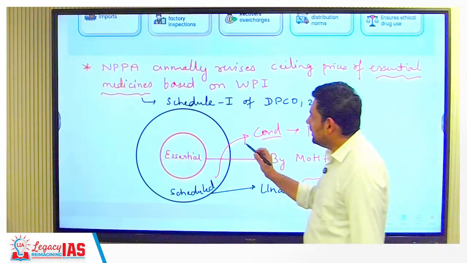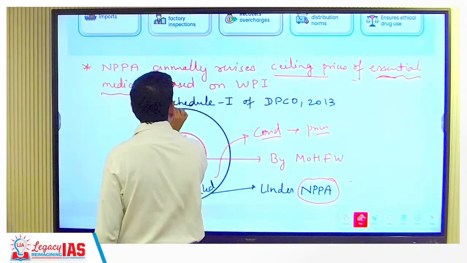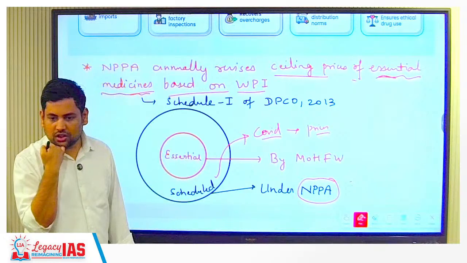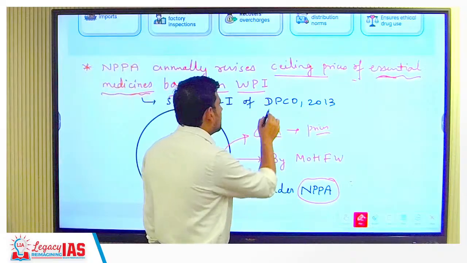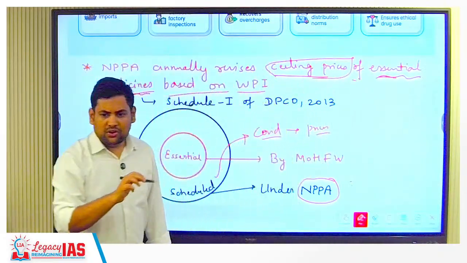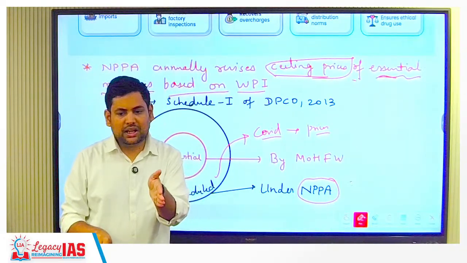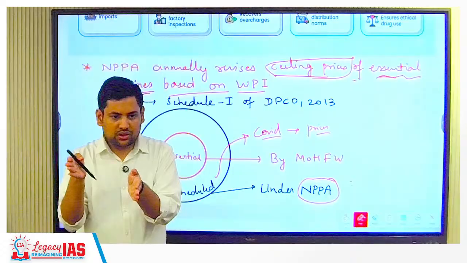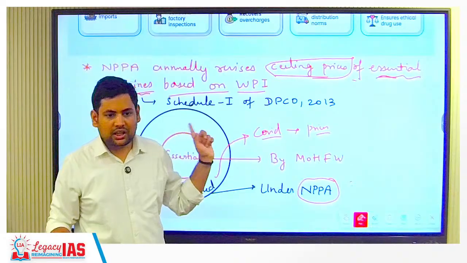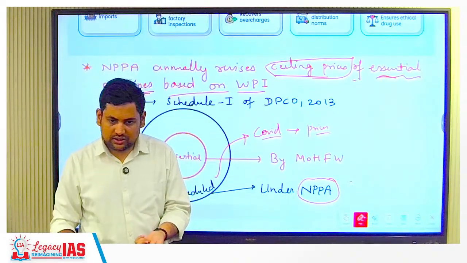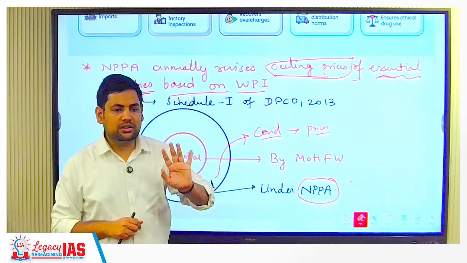Now, every year, NPPA annually revises ceiling prices of essential medicines based on WPI. WPI, you know, wholesale price index, one kind of price index. Based on it, it releases the ceiling price. Okay, a fixed price is not there, but they usually give, like for the generic one, this is the price, and the maximum amount at which you can sell this, and it should be within this range. If it is not within this range, then people have grievance redressal in which they can file a complaint that they are selling me, for example, amoxicillin at this price.